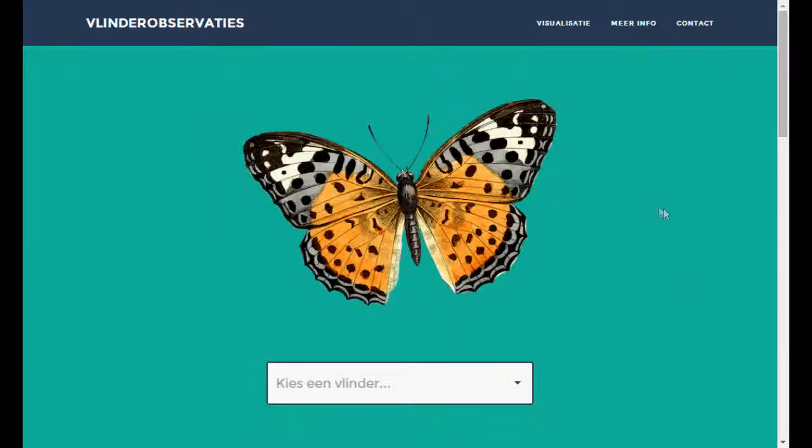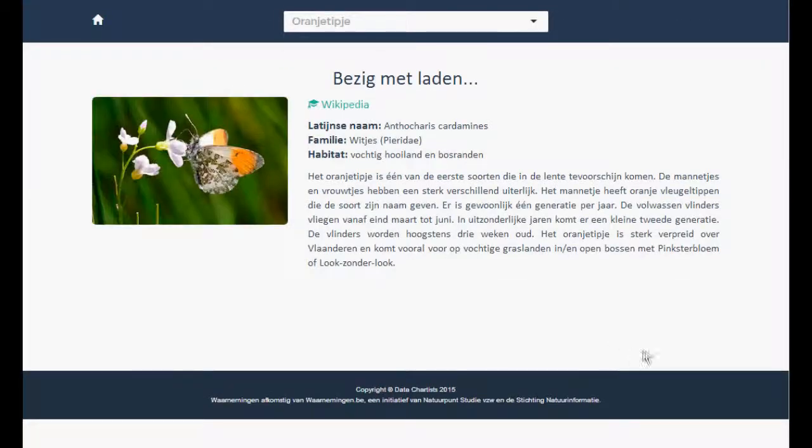The dataset contains 561,380 observations of 43 different species between 2008 and 2014. First, we will look at the data for the orange tip.